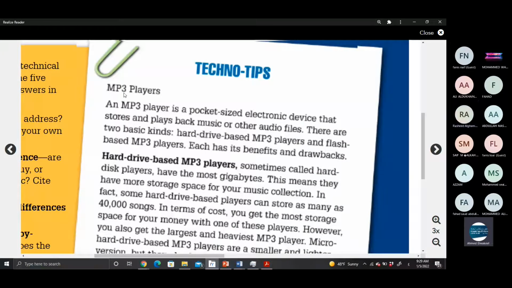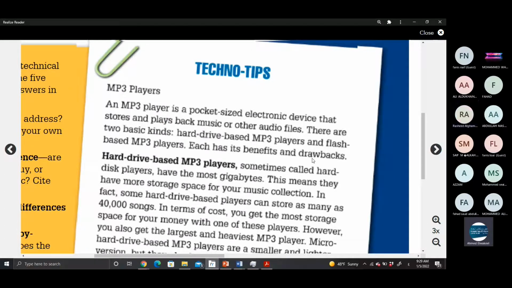MP3 player. An MP3 player is a pocket-sized electronic device that stores and plays back music or other audio files. There are two basic kinds: hard drive based MP3 players and flash based MP3 players. Each has its benefits and drawbacks.